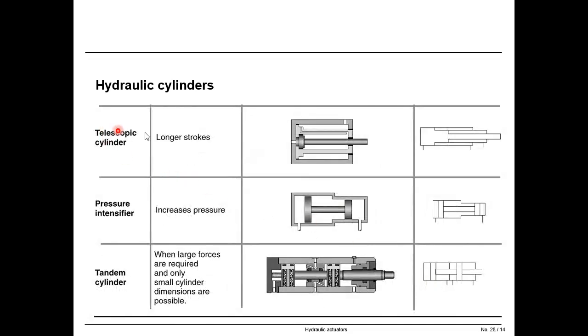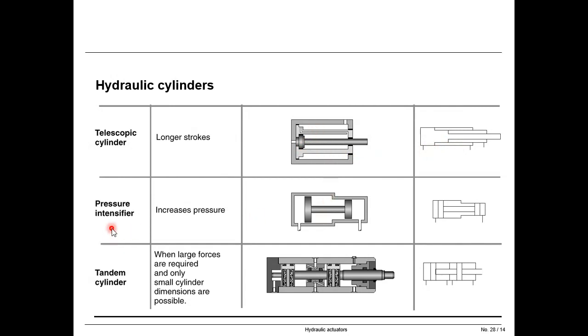So then we have here a telescopic cylinder, a telescopic linear actuator. This is the symbol of the telescopic linear actuator. In order to create more stroke in a short volume of the linear actuators, we use telescopic cylinders.